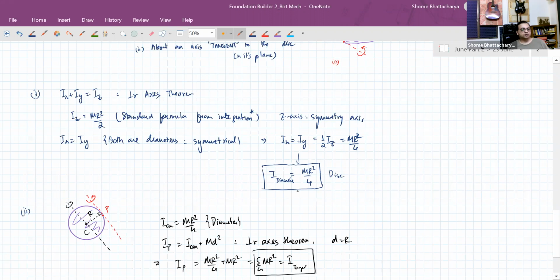So notice there's a lot more than this because the mass distribution is such that it's much further away. So for this, you can see the radius of gyration, remember, we discussed that last time, is R by 2. For this, the radius of gyration is root 5 by 2. So this radius of gyration is a lot more compared to this because the same amount of mass with respect to the tangent is distributed much further away from the tangent compared to with respect to the diameter.